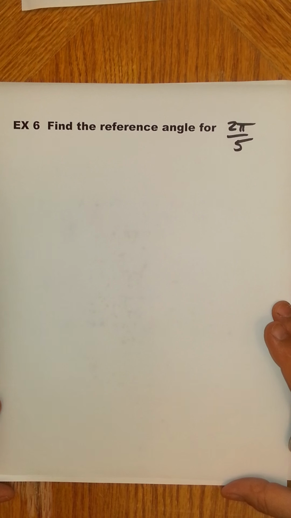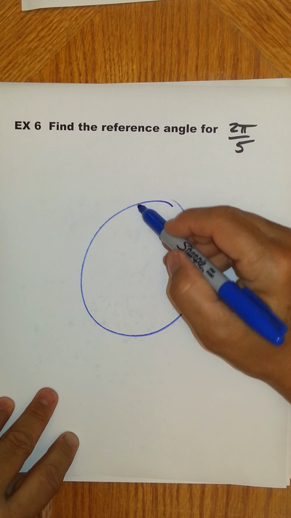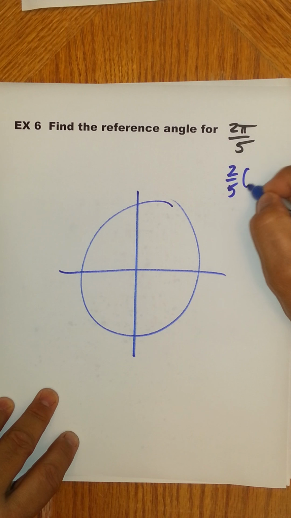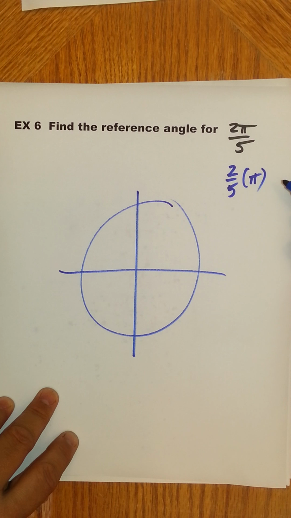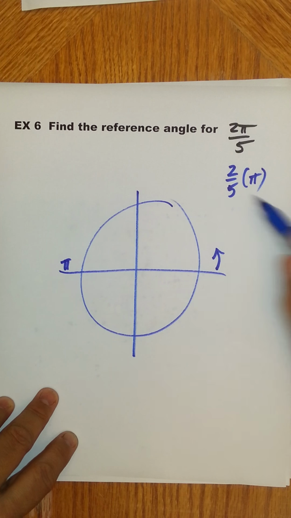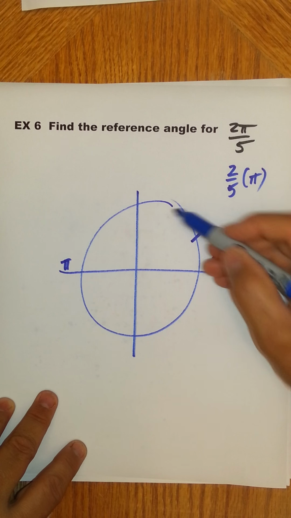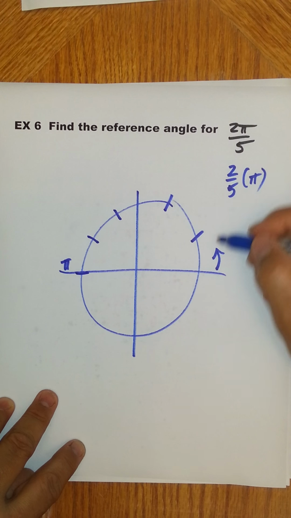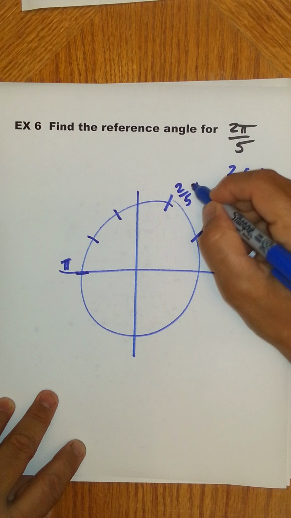Example 6, find the reference angle for 2 pi over 5. Okay. So here, we know that this is less than 1 revolution. Let's go ahead and find out where it is on the circle. So essentially this is 2/5 of 1 pi. So going in this direction, this is 1 pi. So I would end up here. But I want to divide this into fifths and take 2 of those fifths. So let's say 1, 2, 3, 4, 5, right? So we're here somewhere at 2/5 pi.